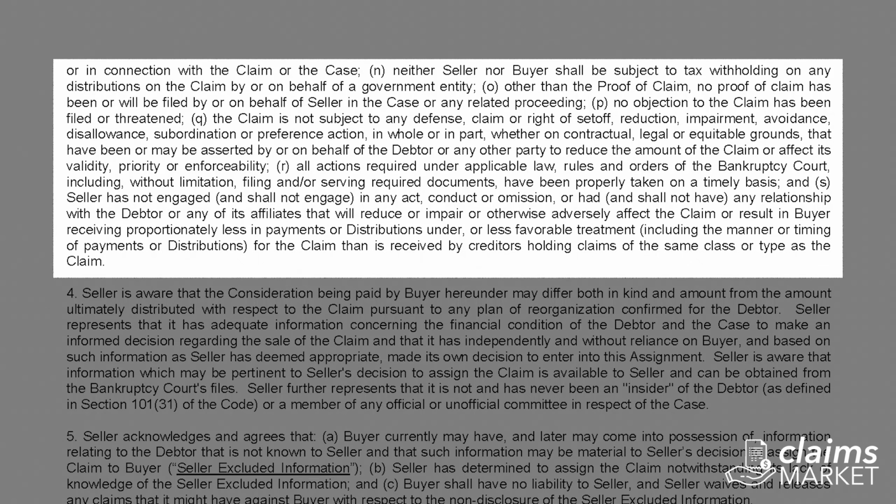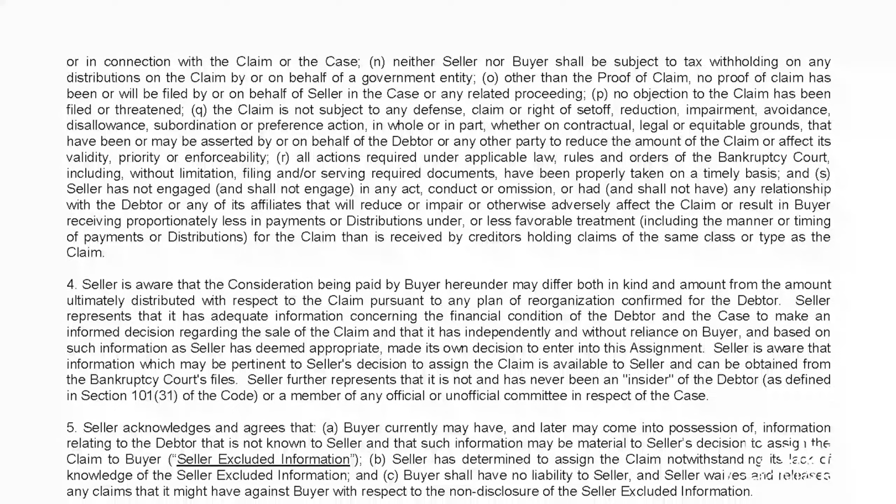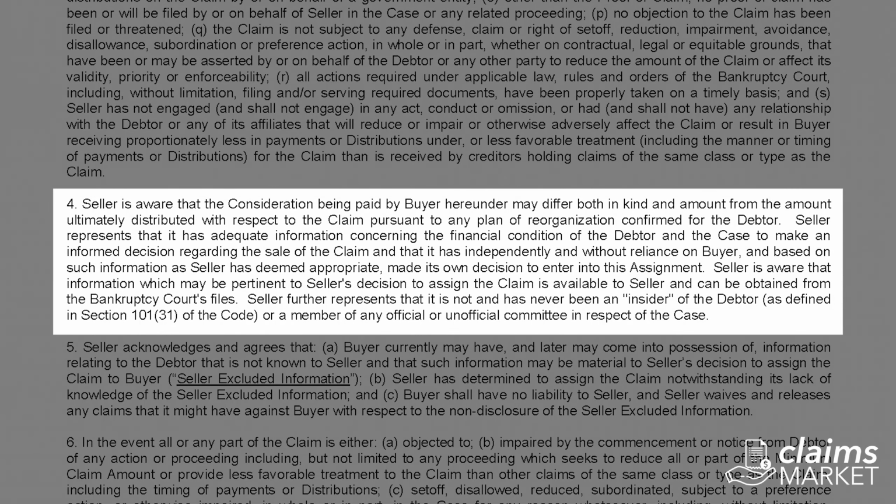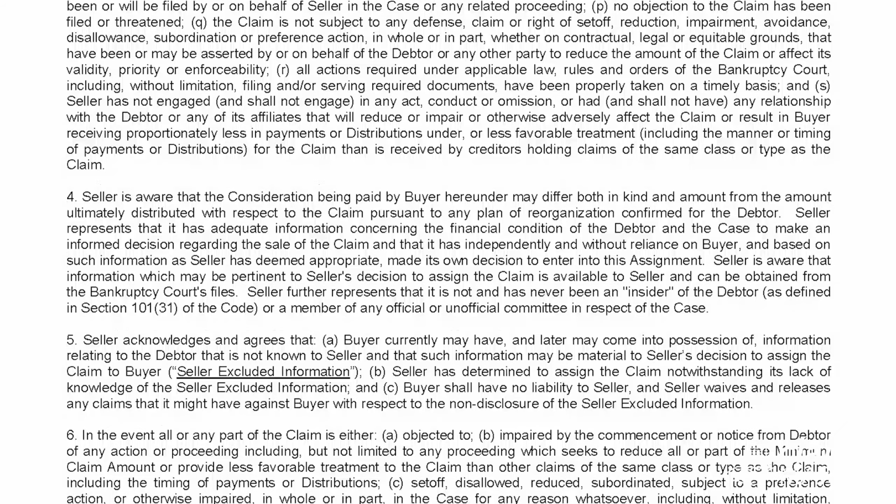Other statements are pretty basic, such as you have not sold the claim to anyone else, the claim is free of any liens, and that the buyer is not responsible for any obligations or liabilities of the seller. Other important statements include that the claim is not subject to set-off, reduction, or preference action. In paragraph 4, you acknowledge that the cash consideration a buyer pays you could be different than the ultimate value of the claim in the debtor's bankruptcy case. You also acknowledge information about the case can be obtained from the bankruptcy court.